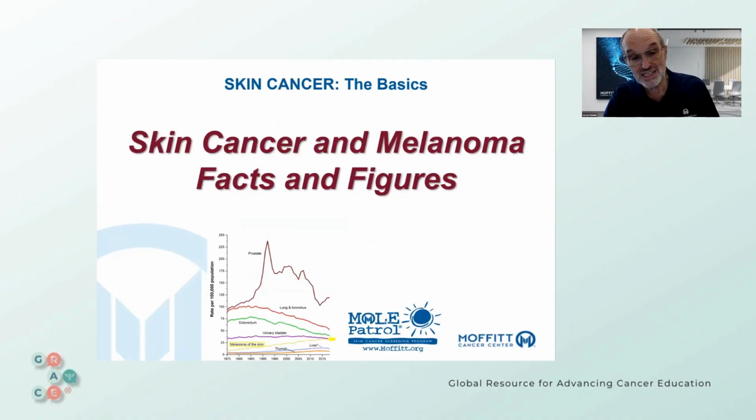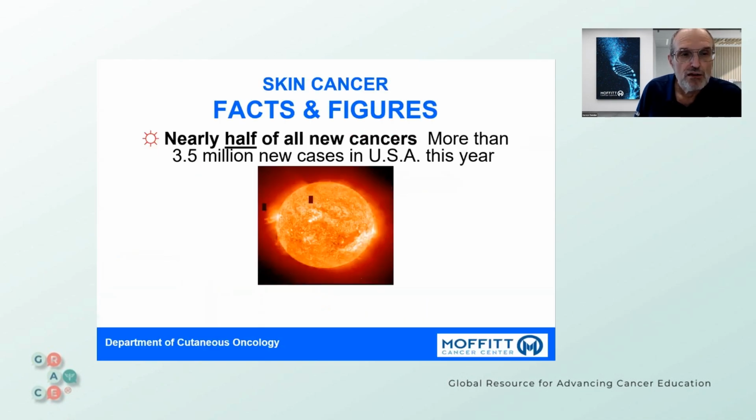Whenever we talk about skin cancers, we're really talking about three main kinds of skin cancer. You'll hear me reference them over and over again: basal cell cancers, squamous cell cancers, and melanomas. And why are we so focused on these? First of all, it is so very common. Skin cancer accounts for nearly half of all cancers in the United States.